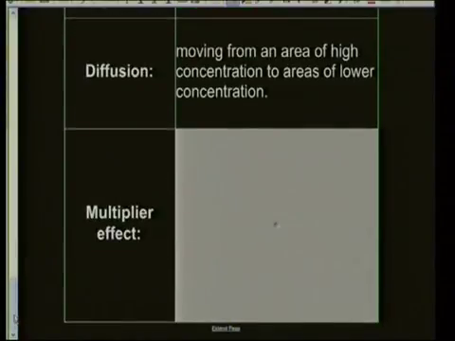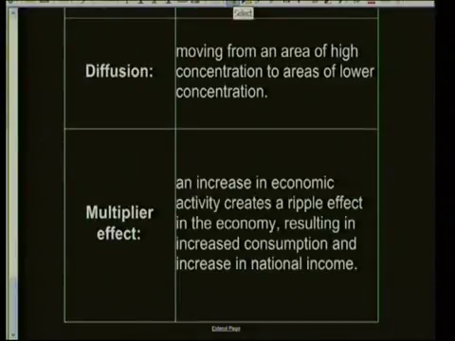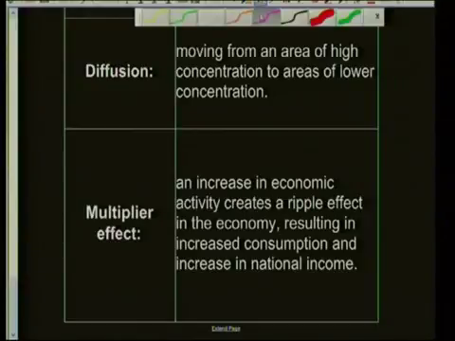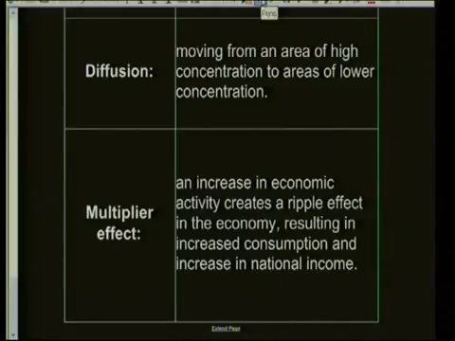All right, our last definition is the multiplier effect, and why this is important, it says the following: an increase in economic activity creates a ripple effect within the economy. That ripple effect results in increased consumption and an increase to the national income of that country. What they're trying to explain here is that as soon as development gets going within a country, it has a knock-on effect to other stages of development.